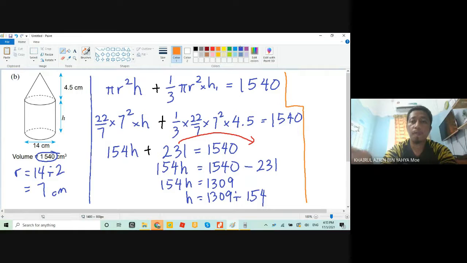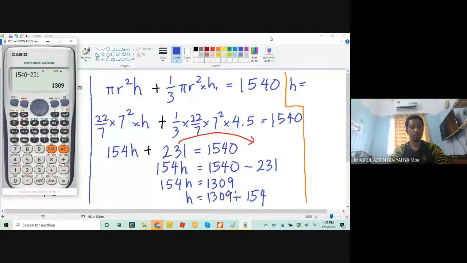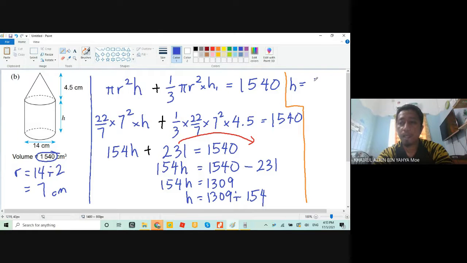So the final answer: H equals 1309 divided by 154. What's the answer? 8.5. What is the unit? cm. So this is how we determine the value of H given the volume of the combined object.